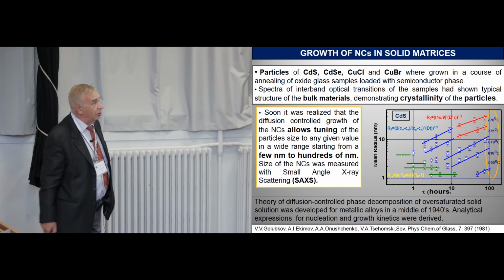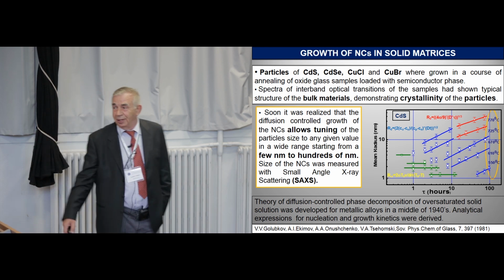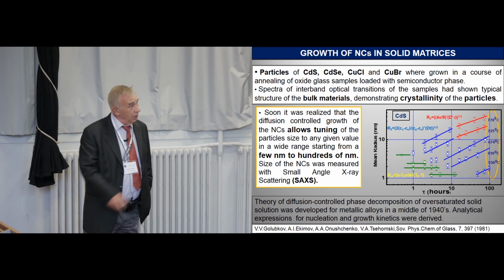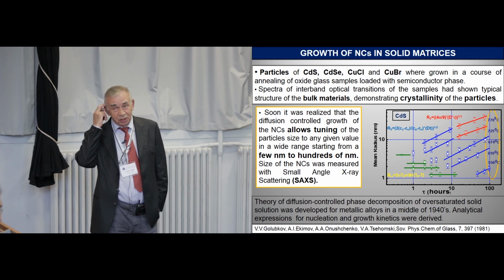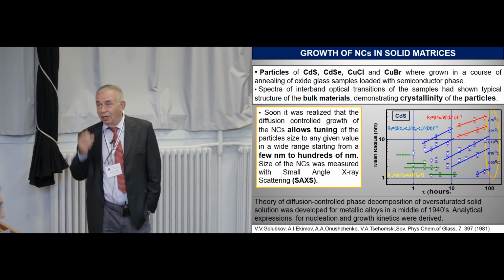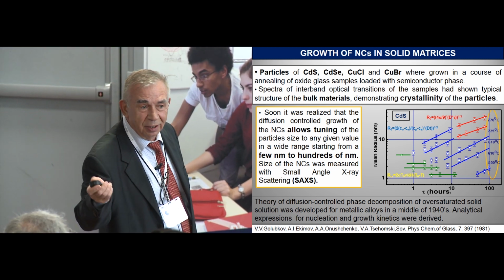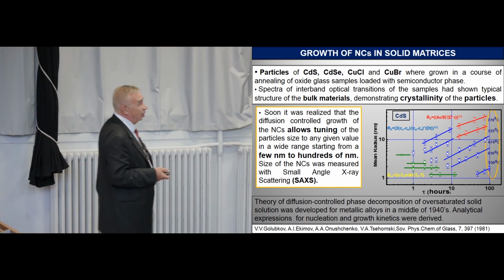So the size of the particles was measured with X-ray scattering. It's a cheap and easily available technique. As we will see later, it would have been better to have a transmission electron microscope, because in that case we would not have made the mistake which pushed us in the wrong direction for some time. So I will tell you the story.